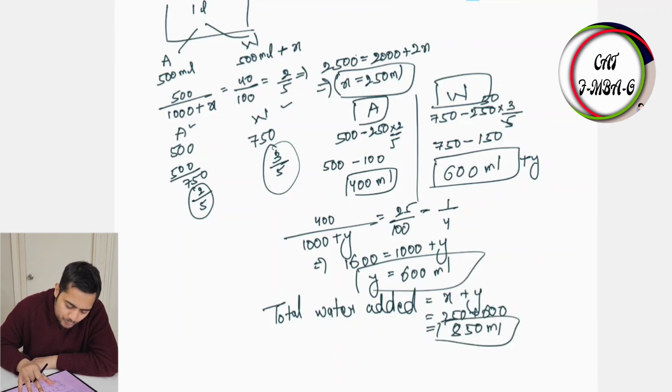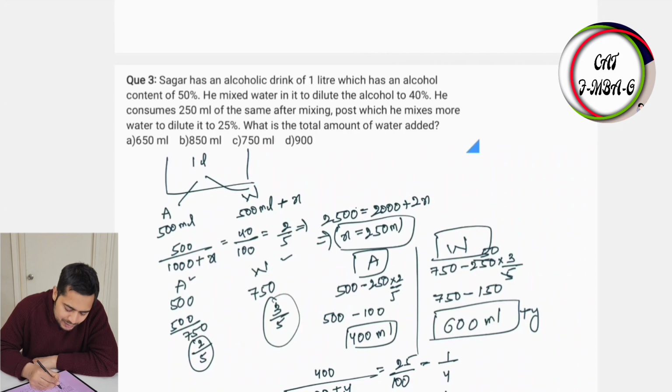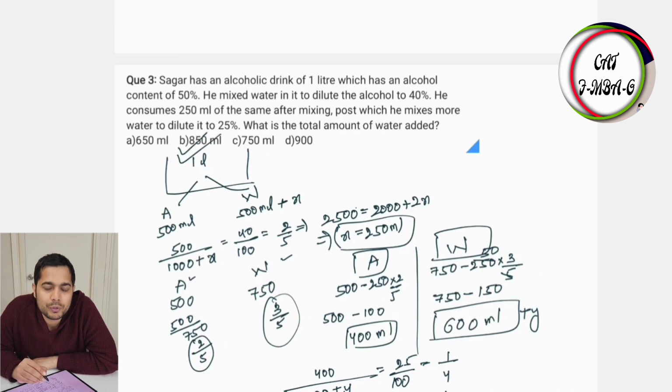Let's check the options now. Yeah, option number B is the right answer. So I hope you got the answer right after giving it an attempt. This question particularly is for those who are weak in the concept of mixtures. The major takeaway from this video should be, while removing that 250 ml, you do not have to remove directly from alcohol or water. You have to remove in the same proportion. Okay, so let's move ahead to the next question.